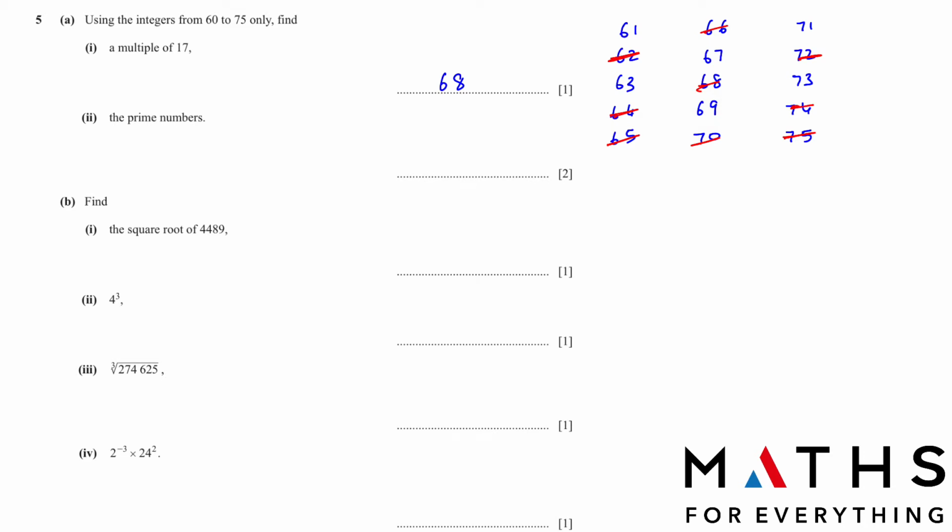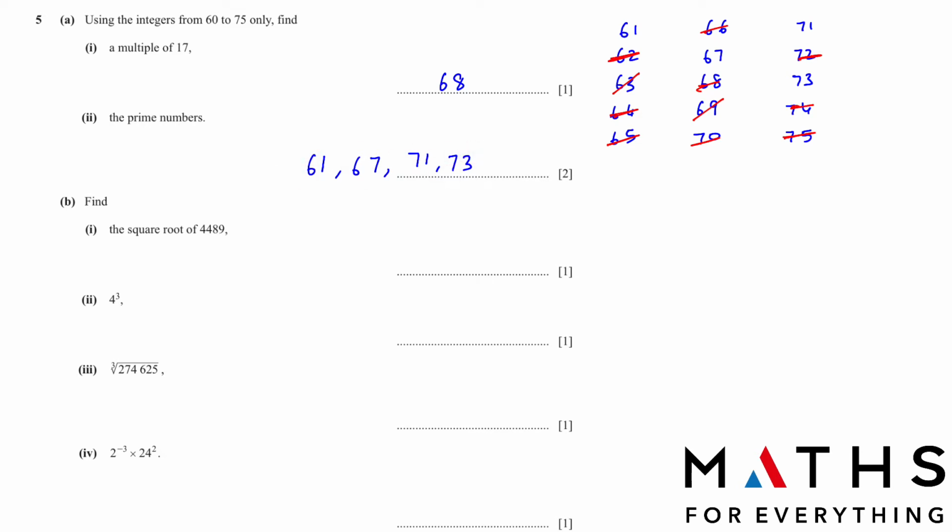Divide the numbers by 3 also to check whether it is divisible by 3 or not. And you will see that 63 is cancelled and 69 is cancelled. You are left with 61, 67, 71, and 73. You can check with other numbers also, but they are not divisible. These are your prime numbers.